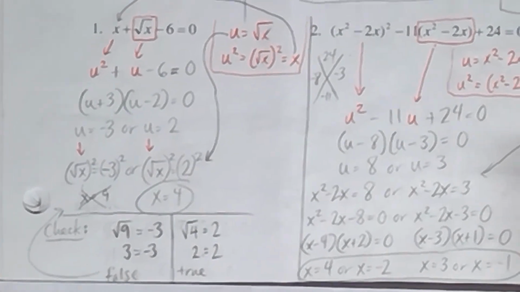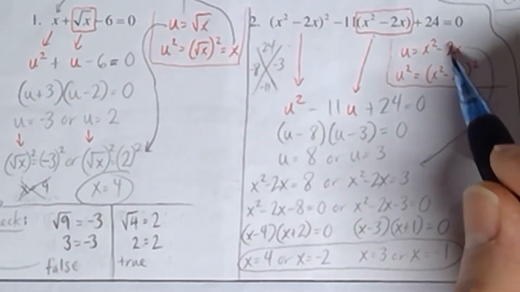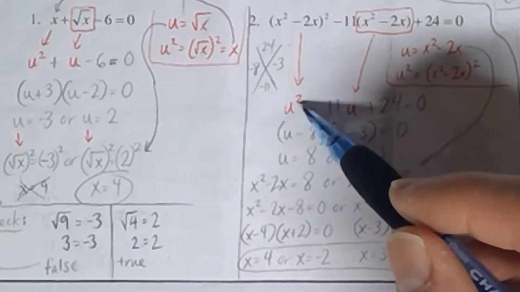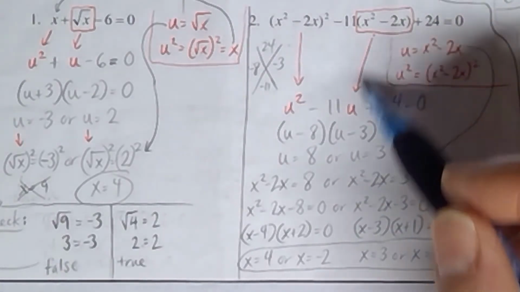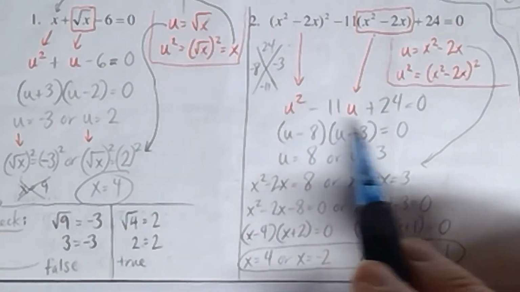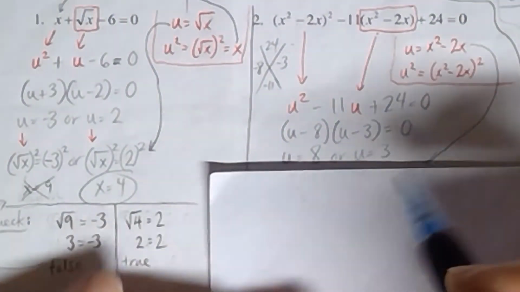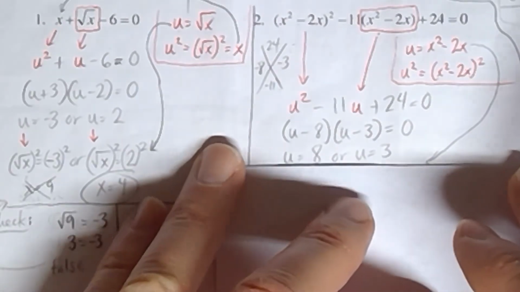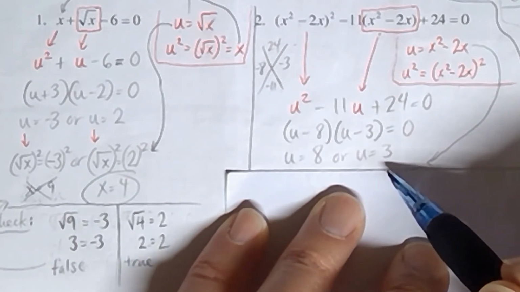So that's number 1. Number 2. Again, we have something in the middle that when you square it, you get something that's in the front. So you replace those two things with u and u squared like we've been doing, and we have a normal quadratic equation there. Solve it using the factoring method, which we can do in these problems, on the u part, and we end up getting 8 and 3.